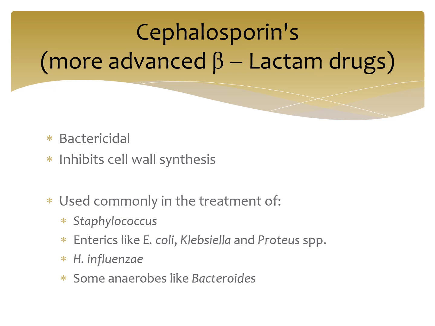This brings us to the next class, which are the cephalosporins. These are structurally similar to penicillin drugs, but are more modifiable. These are the more advanced beta-lactam drugs, and they are grouped in generations. Our first and second generation cephalosporins are good for gram-positive infections, and our third and fourth generation cephalosporins are good for gram-negative infections. The cephalosporins are bactericidal.